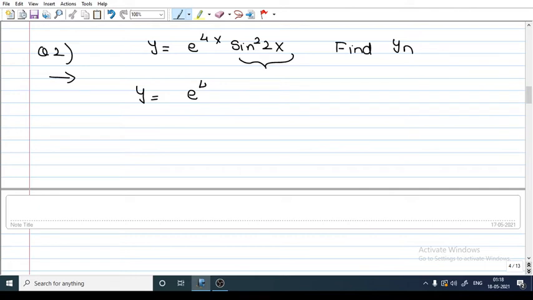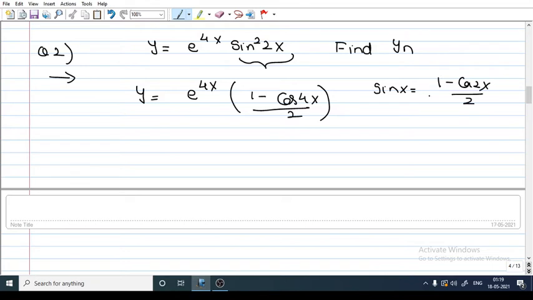So here it will be e^(4x) times 1 minus cos 4x by 2. Why? Because you know sin squared x can be written as 1 minus cos 2x by 2, and here if you observe, this is already twice the angle, so it should be 4x. After this, we will simplify this. 1 by 2 will move outside, and you will be left with e^(4x) minus e^(4x) cos 4x.